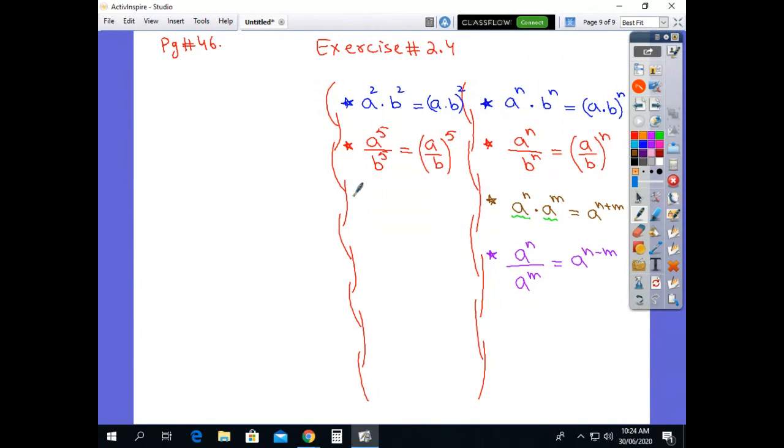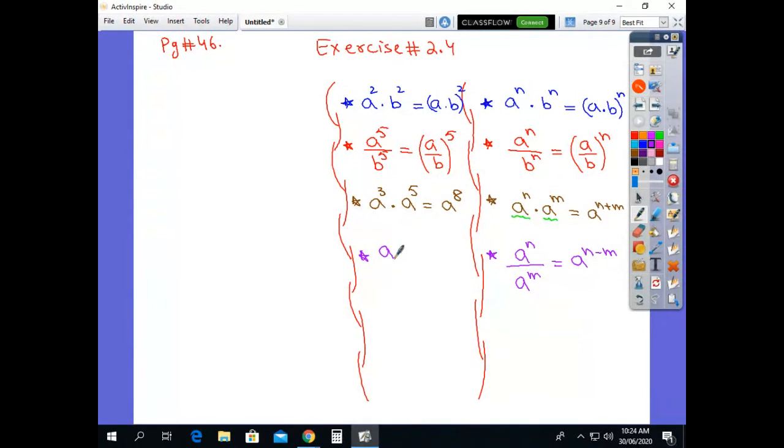Similarly, if we have a raised to power 3 and a raised to power 5, we can write the base one time and add the powers. What is 3 plus 5? It becomes 8.